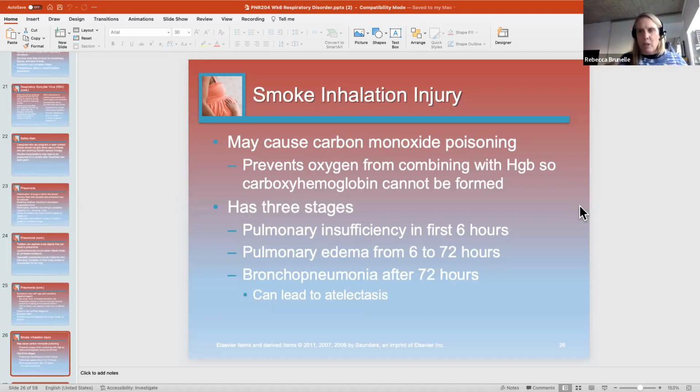You can have that peak inflammation within 72 hours, so just remember that with smoke inhalation also. It's not always an immediate problem that you're going to see. You have to make sure that you're monitoring them for a few days because they can have problems a couple days out.